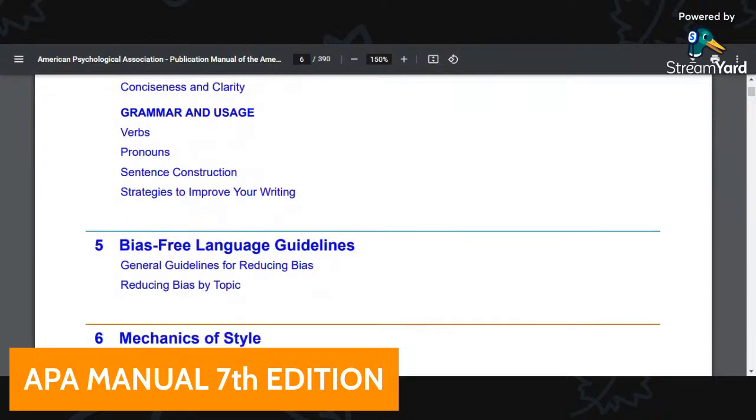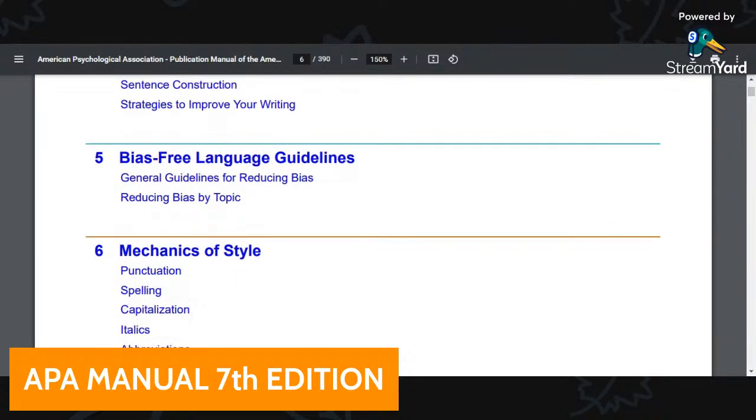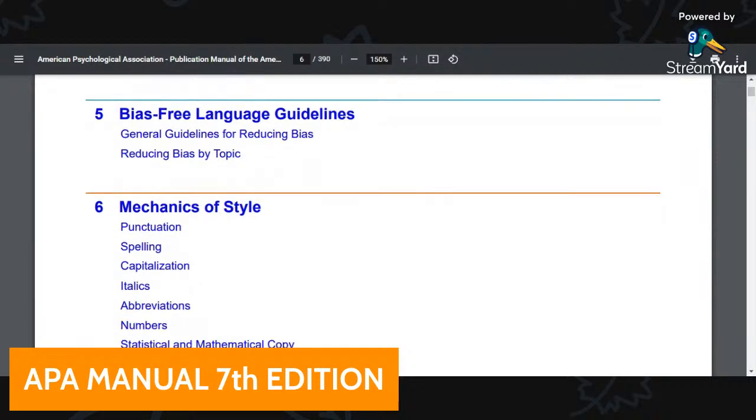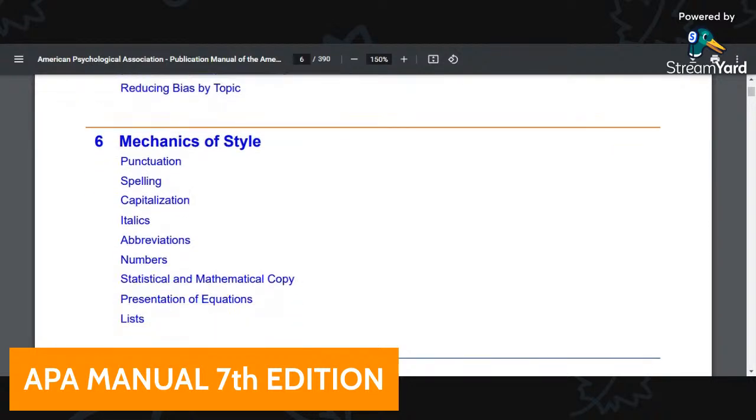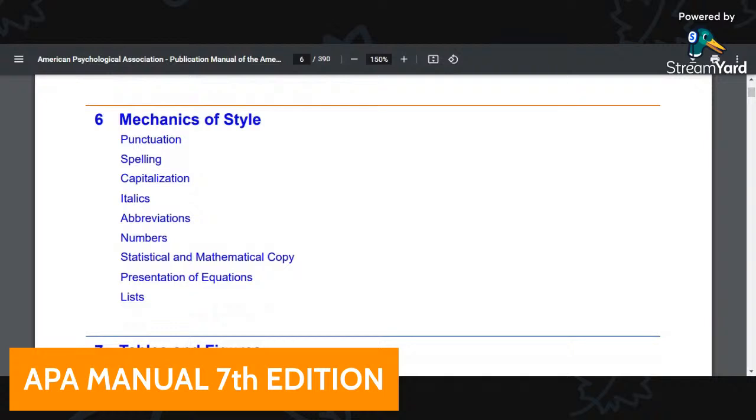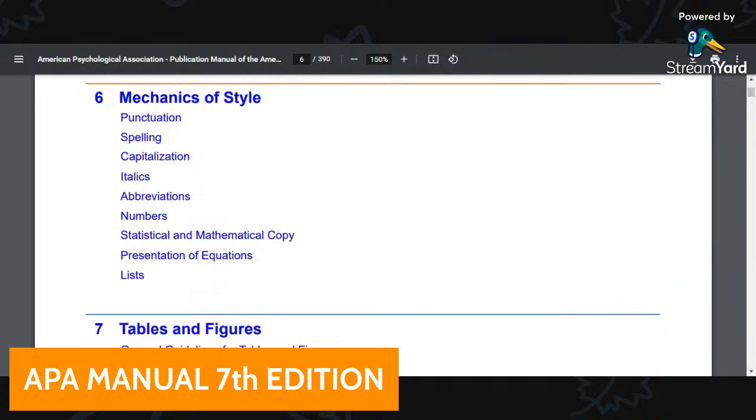Bias-free language guidance means we are not previously influenced by any kind of prejudice, or influence, or just copy the text from another source. Mechanics and style: how we have to use punctuation, spelling, capitalization, italics, abbreviations, numbers, statistics, and mathematical copy, presentation of equation lists. How we have to manage all this in our research work according to APA standards.